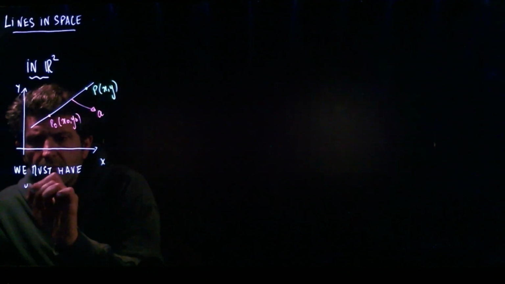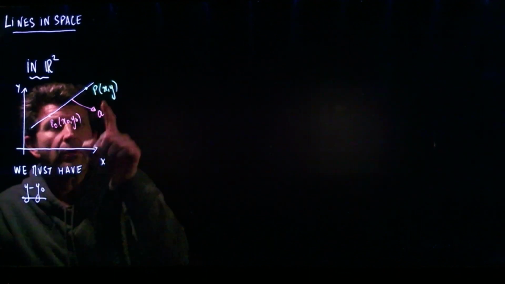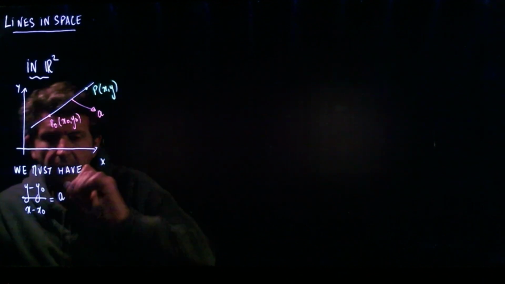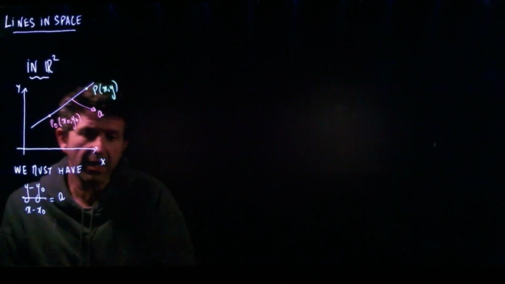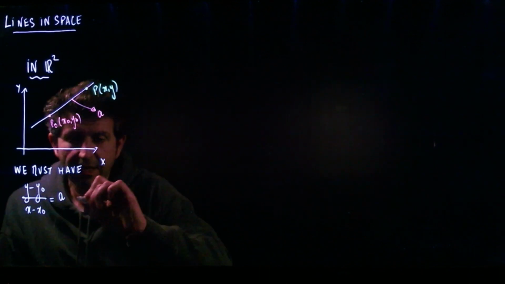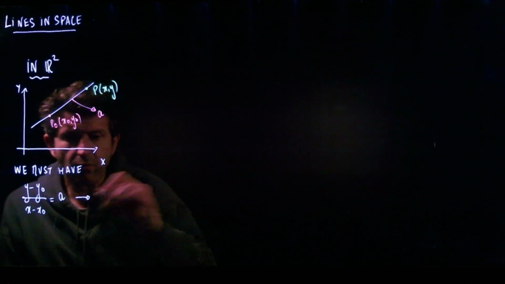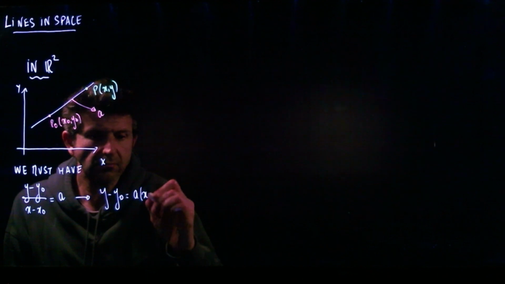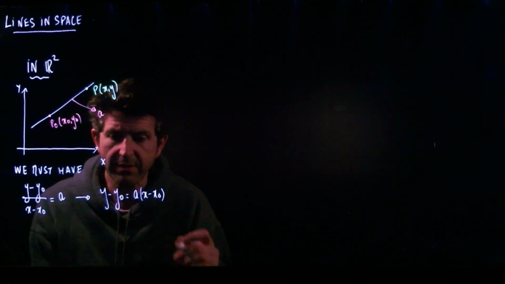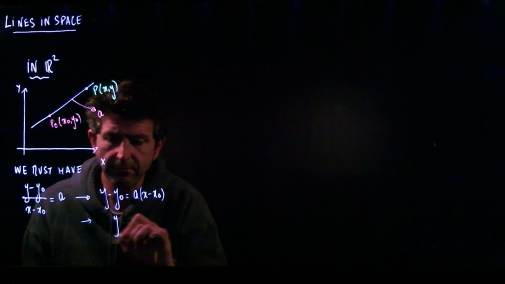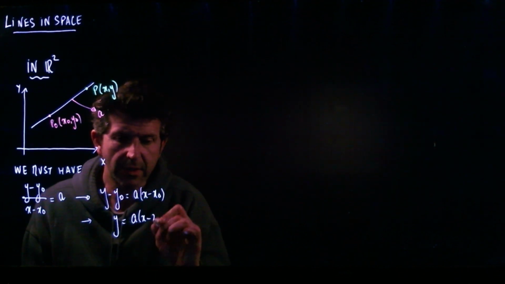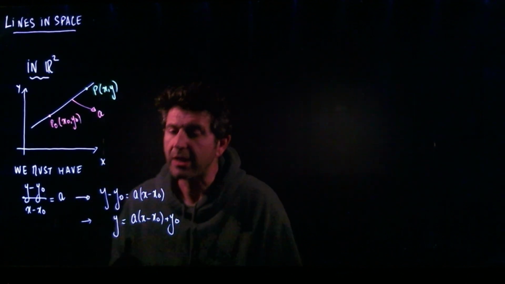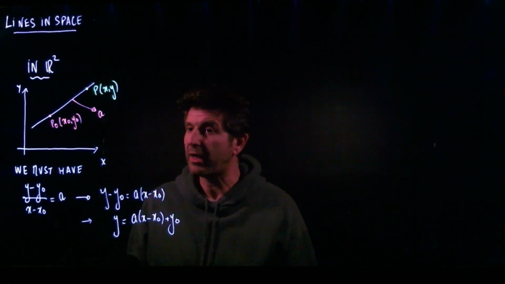So we must have y minus y0 over x minus x0 equal to the slope A, right? Delta y over delta x equals A. We're all familiar with this. Let's isolate y now. So y minus y0 is equal to A times (x minus x0). And so that means that y is A times (x minus x0) plus y0. Okay, that's how I find the equation of a line in R2.